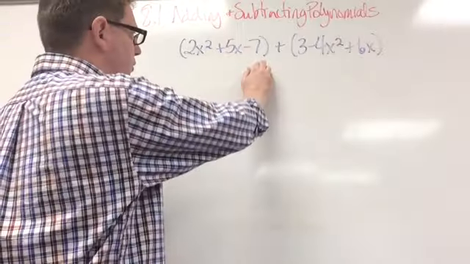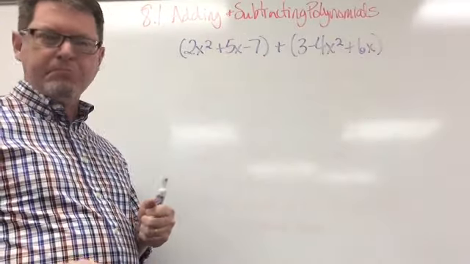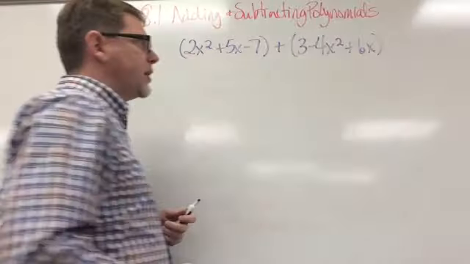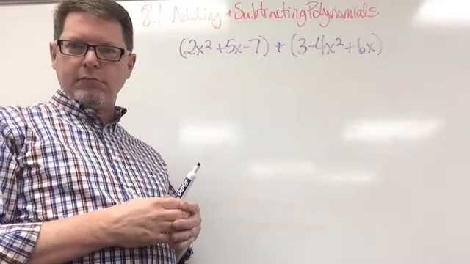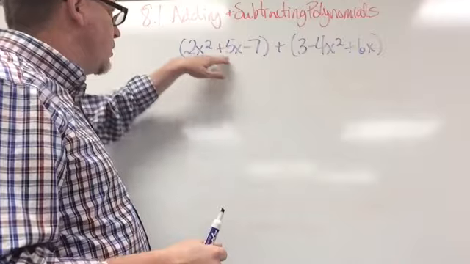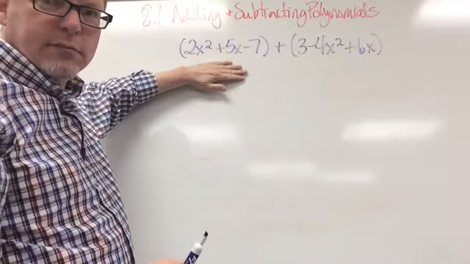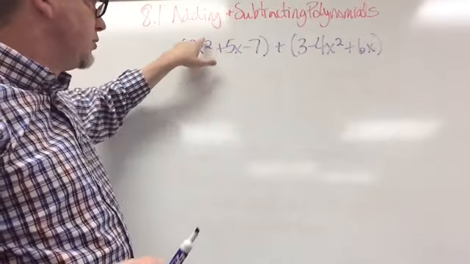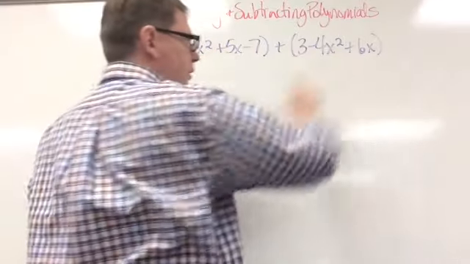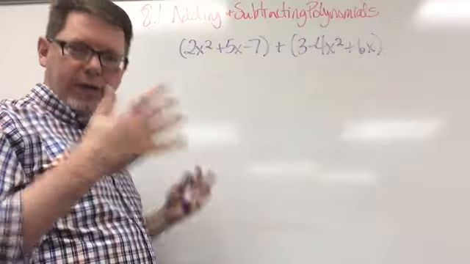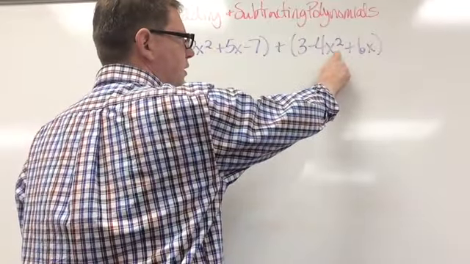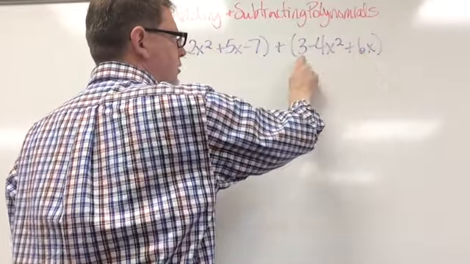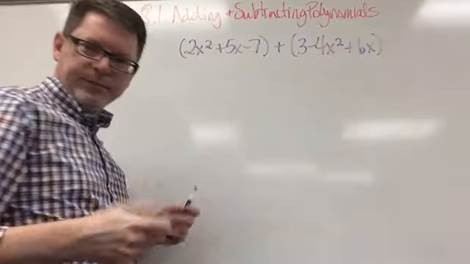I have a polynomial, 2x squared plus 5x minus 7. I have another polynomial, 3 minus 4x squared plus 6x. Just a quick review. What is the degree of this whole polynomial? You're right, it's 2, because the degrees are 2, 1, and 0, and 2 is the biggest number. What's the degree of this polynomial? It's also 2, because the degree of this term is 2, the degree of this term is 1, the degree of this term is 0, so 2 wins.